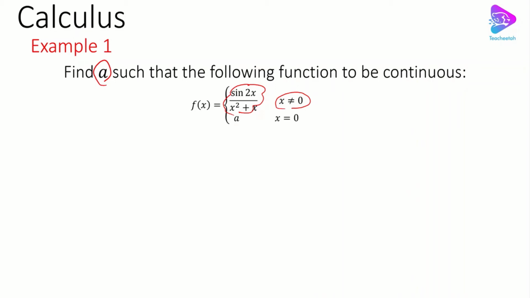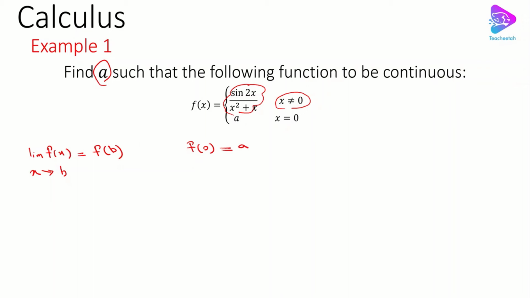And if we recall the definition of the continuous function, it says the limit of f of x when x is approaching, let's say here, b, for example, should be equal to f of b. And from here, f of 0 for this specific function is a, and the limit is taken for the function sine 2x over x squared plus x.